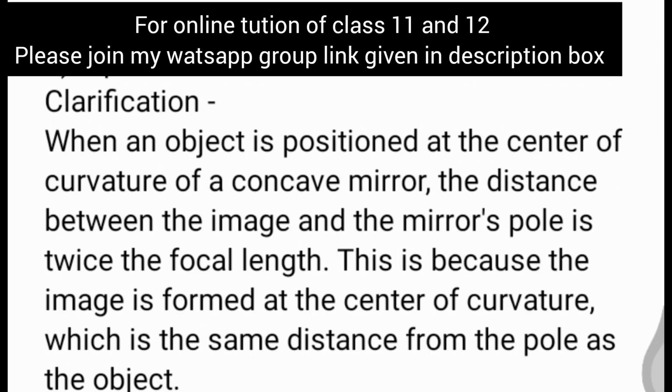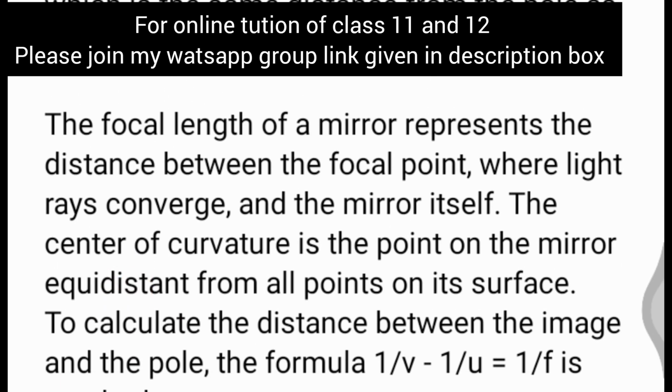Clarification, let's see our clarification. When an object is positioned at the center of curvature of a concave mirror, the distance between the image and the mirror's pole is twice the focal length, because the image is formed at the center of curvature, which is the same distance from the pole as the object. The focal length of a mirror represents the distance between the focal point where light rays converge and the mirror itself. The center of curvature is the point on the mirror equidistant from all points on its surface.